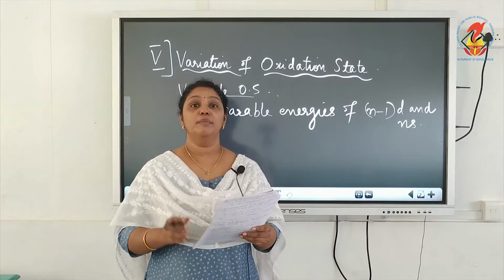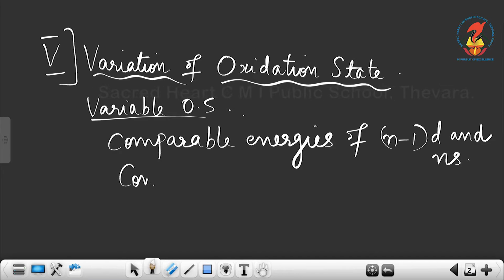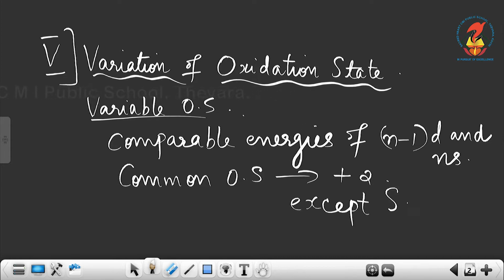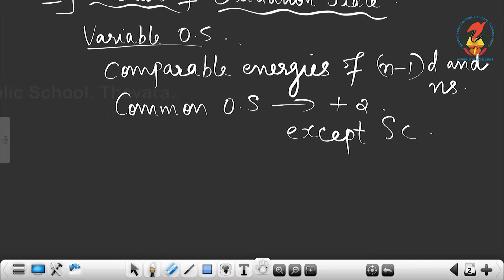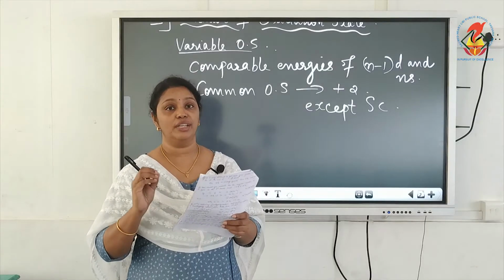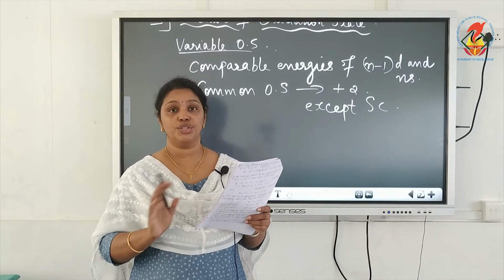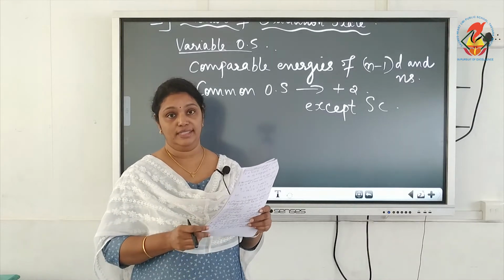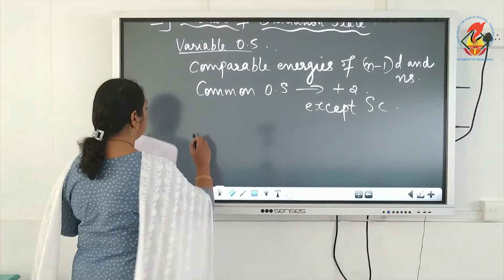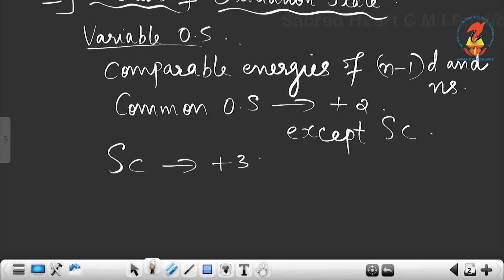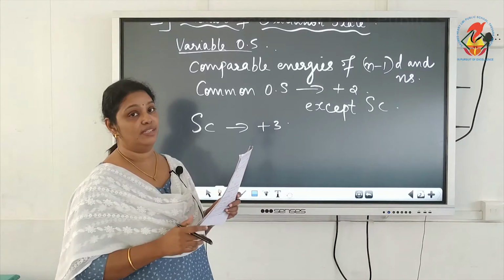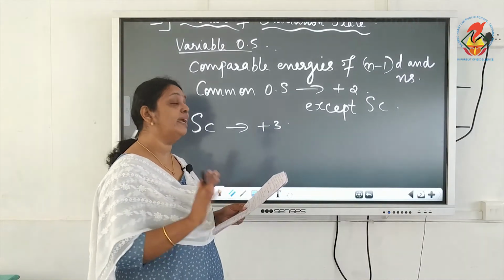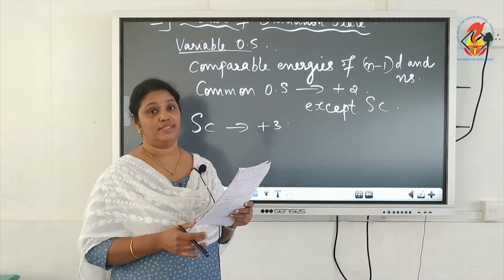Now, the most common oxidation state of transition elements is +2, except scandium. Scandium will not show +2 oxidation state. So, here comes a question: name a transition element which does not show any variable oxidation state. That is scandium. Scandium shows oxidation state equal to +3. +3 is the stable oxidation state for scandium, whereas all the other elements show +2 oxidation state.